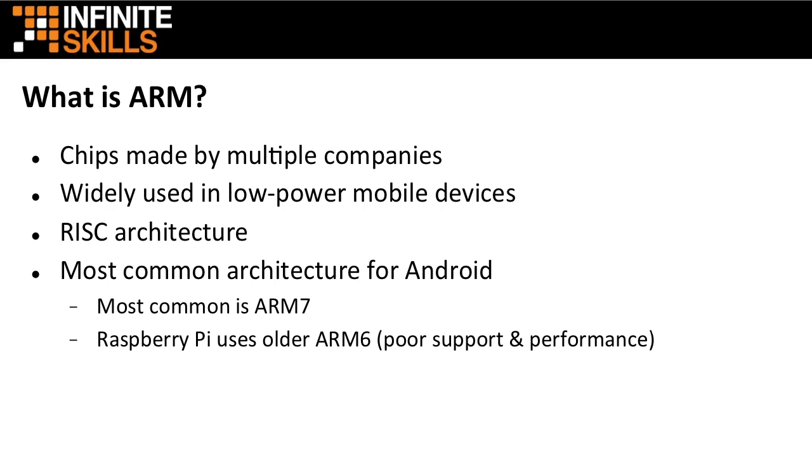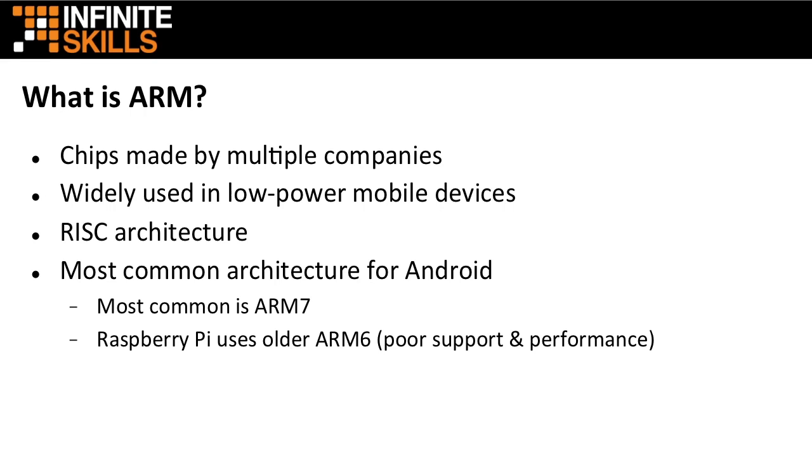The ARM architecture is the most common that you're going to find for Android devices. It's not the only supported architecture, but it is by far the most common. And within the family of ARM devices, the most common that you're going to find is the ARM7 architecture. Now, the ARM7 is intended to be a general purpose chip. There are older ARM specifications that are intended more toward microcontroller type applications, so essentially something you might do with an Arduino or something similar.